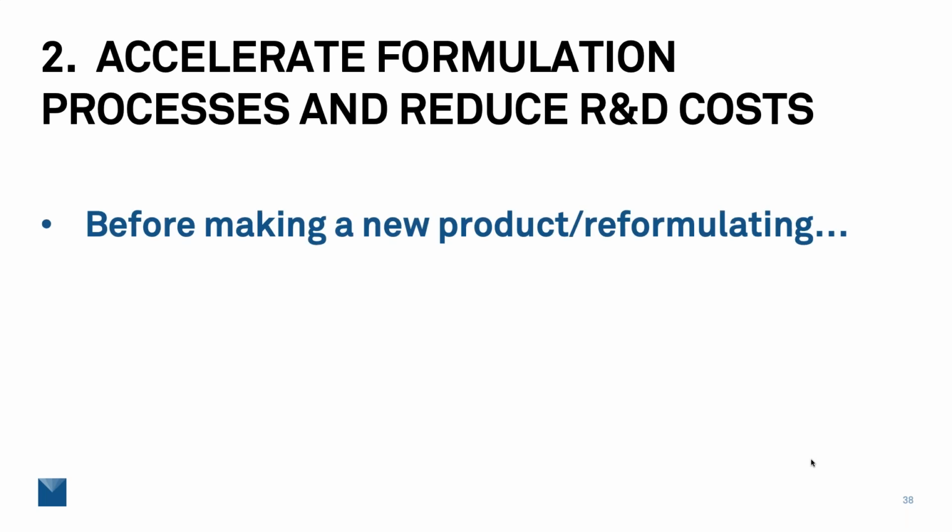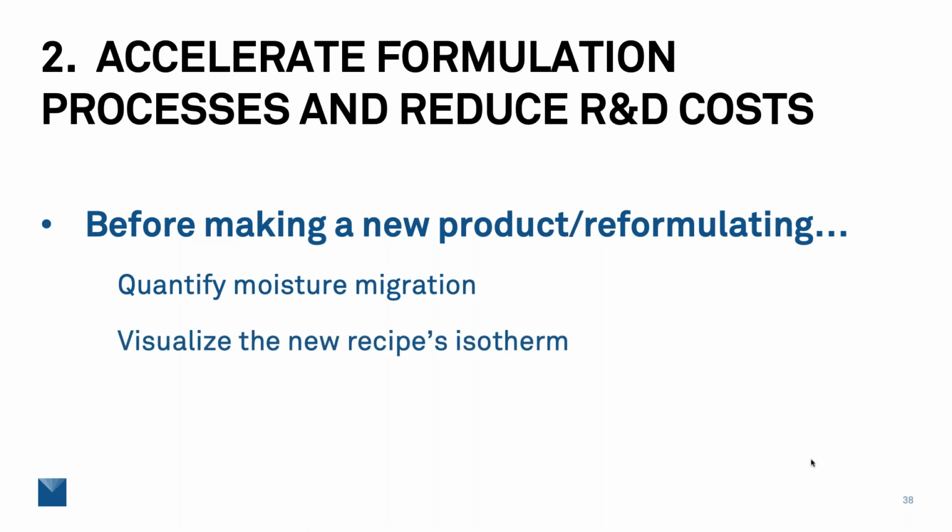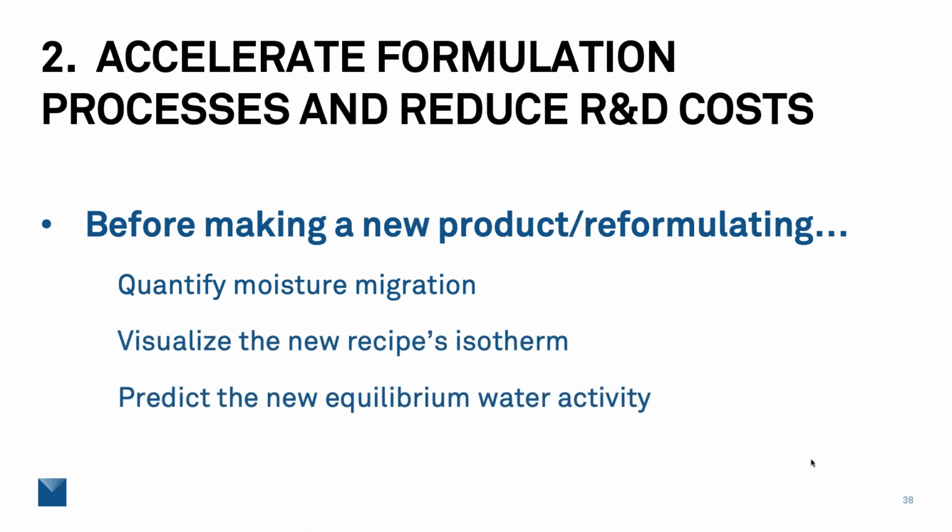The second way that isotherms can add business value is by accelerating formulation processes and also reducing R&D costs. I'm glad that Mary went back and showed you the modeling, because that modeling can be used to quantify moisture migration of a new product, visualize a new recipe's isotherm, and also predict the equilibrium water activity. All of these things can be done before even making that final product. It just requires that you have an isotherm for each of the ingredients.